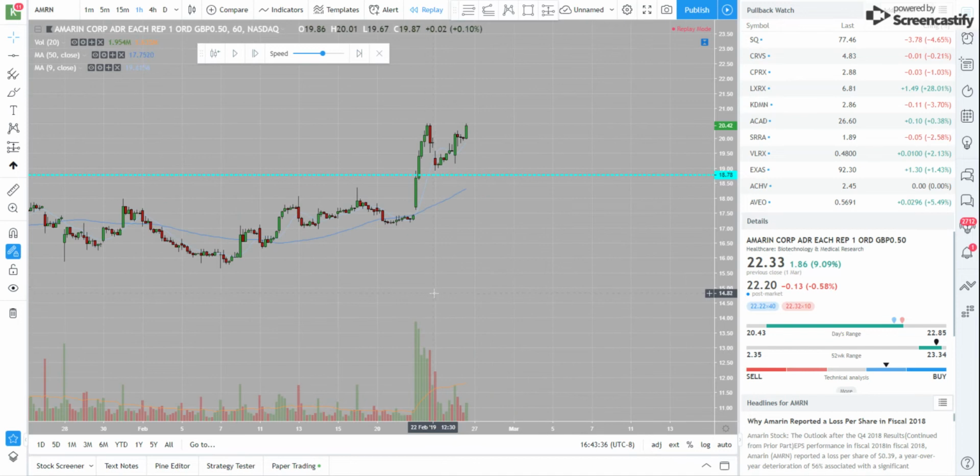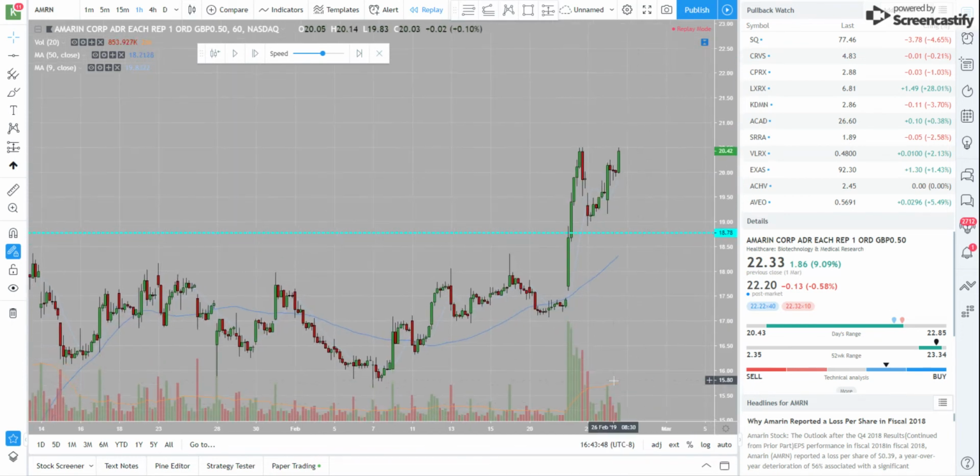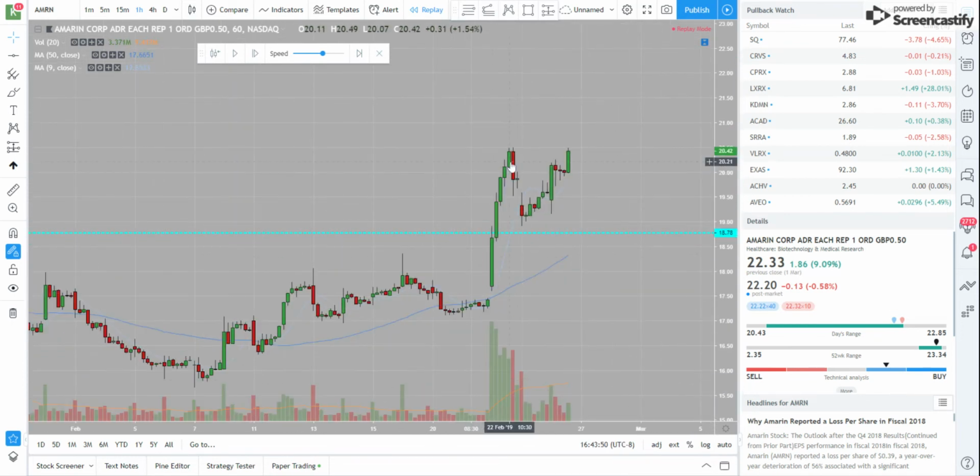So now, after this move right here, I think this is where I entered. Yes. Okay. So anyways, what I'm looking for right here, as I mentioned, it broke above and closed above this level of resistance right here. It now becomes support. Now I'm looking to get long because the market already signaled its intentions here.